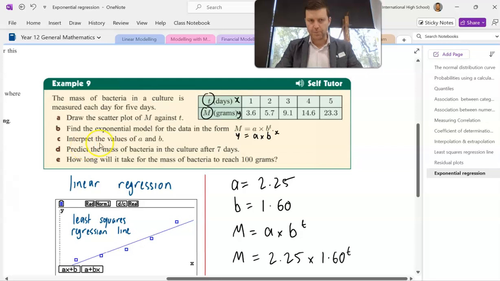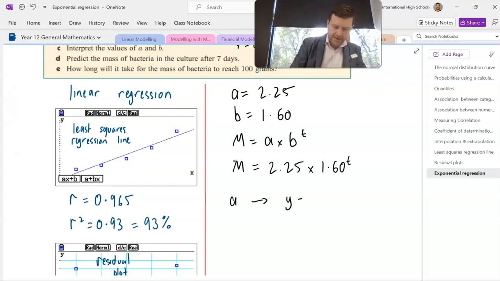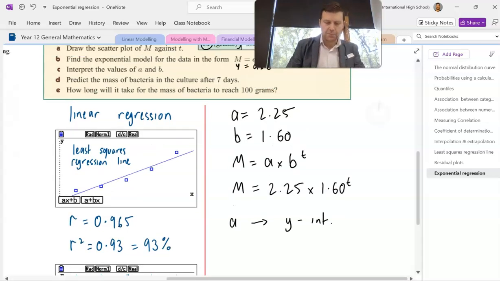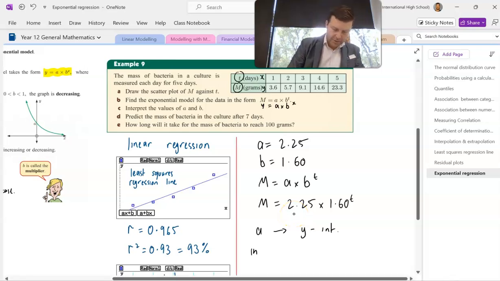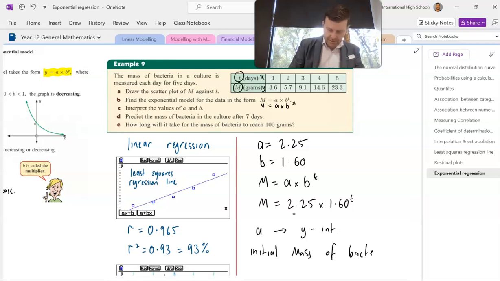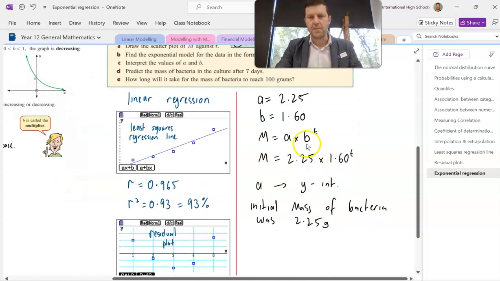Now, the next thing it says, interpret those values of A and B. Okay, now we know that A is our y-intercept, but what does that mean in terms of the problem? Okay, so remember it was about the weight of the bacterial culture after a certain number of days. So what A tells me is that the initial weight of the bacteria was 2.25 grams. Okay, so the initial mass of bacteria was 2.25 grams.